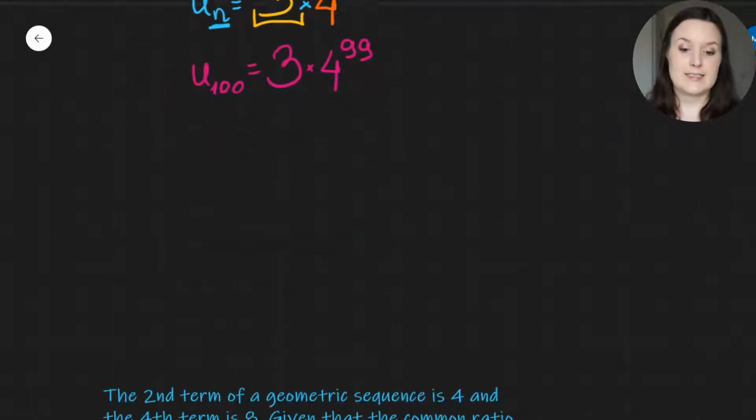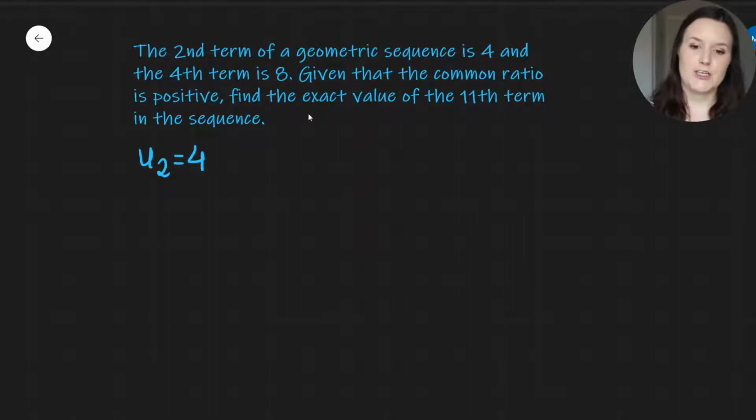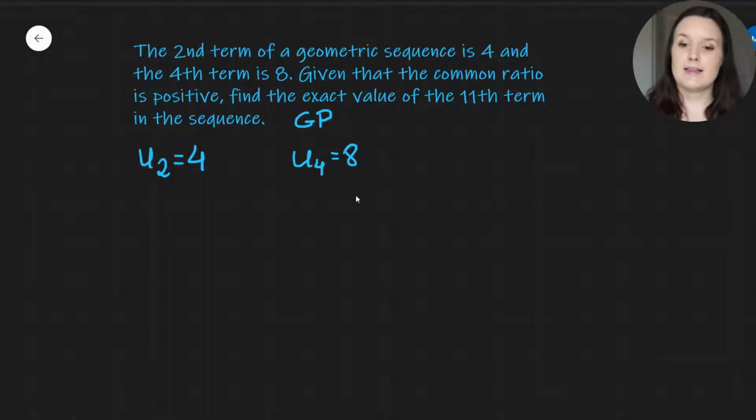Okay, let's take a look at the next example. The second term of a geometric sequence is 4, and the fourth term is 8. Let me write it down. The second term is 4. It's a geometric sequence. Geometric sequence is also called geometric progression and denoted GP for short. So this is geometric, so there will be a common ratio involved. The second is 4 and the fourth term is 8. Given that the common ratio is positive, find the exact value of the 11th term of the sequence.